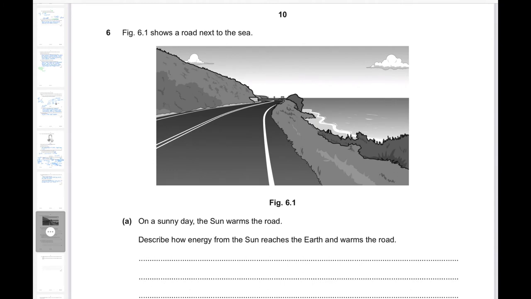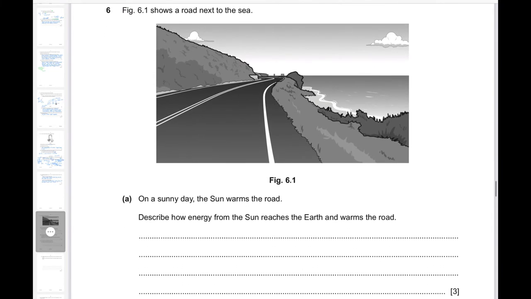Figure 6.1 shows a road next to the sea. A, on a sunny day, the sun warms the road. Describe how energy from the sun reaches the earth and warms the road. So there are three methods of energy transfer. There are conduction, convection, and radiation. Conduction and convection both require a medium, whereas radiation does not. And that's how energy is transferred from the sun down to the road.